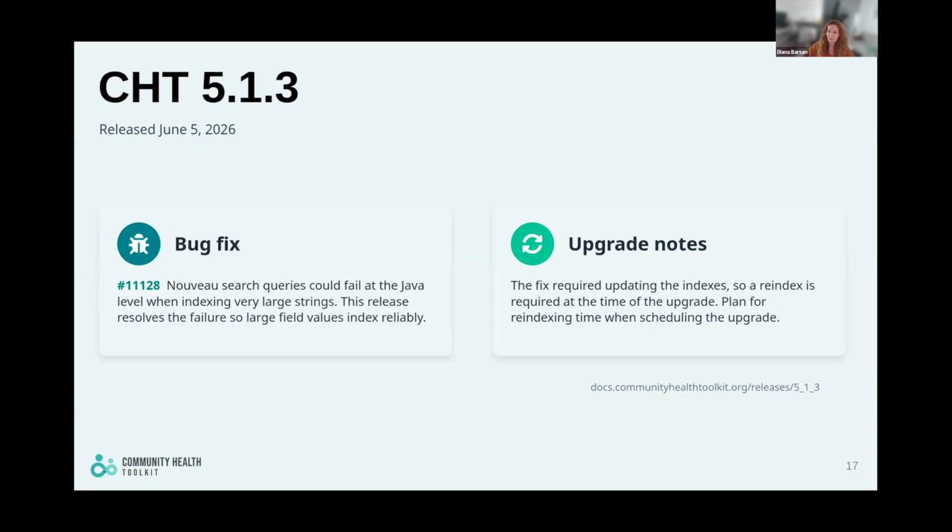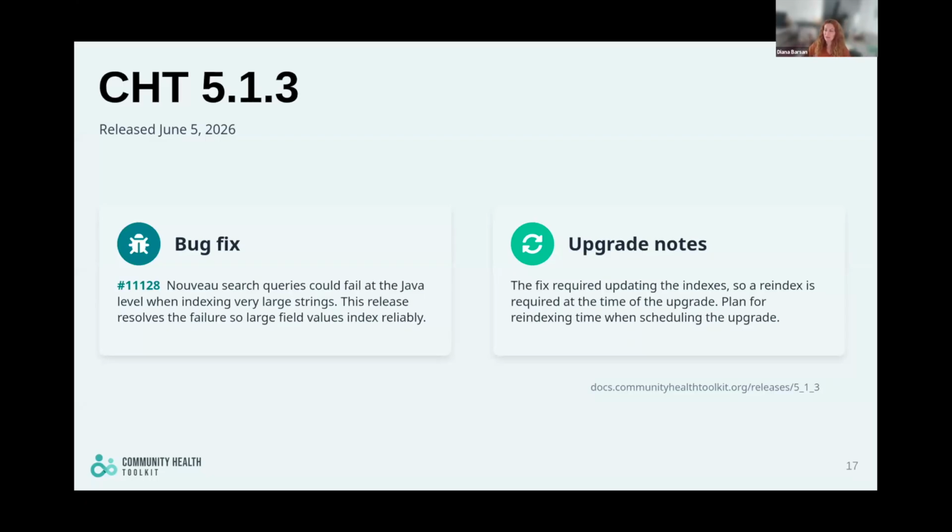Okay, next slide, please. So we released CHT 513 a few days ago. We found a bug in the Nouveau indexes where if you had documents that had very large strings, which in this case we discovered were part of an integration and contained base 64 image strings, and they were gigantic. And Nouveau has a limit of, I think, 32,000 characters for the maximum character limit for indexing a full string. So this is not a tokenized string.